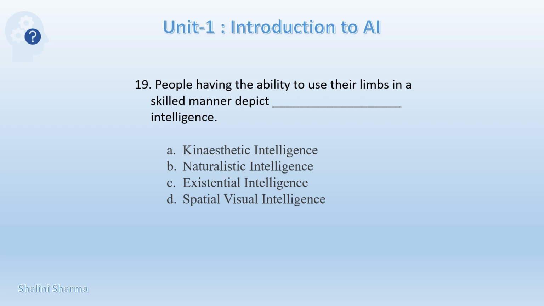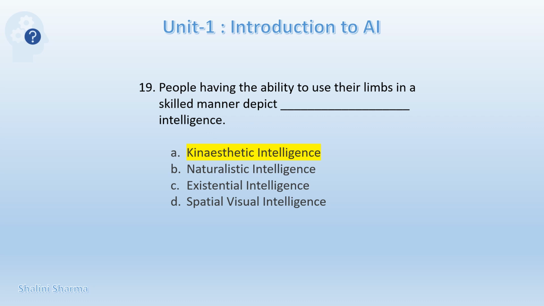19th question. People having the ability to use their limbs in a skilled manner depict dash type of intelligence. Option A, kinesthetic intelligence. Option B, naturalistic intelligence. Option C, existential intelligence. Option D, spatial visual intelligence. So what kind of intelligence is this? The correct response is kinesthetic intelligence, where a person is able to use his hands, legs in proper skilled manner. It is referred to as kinesthetic intelligence.